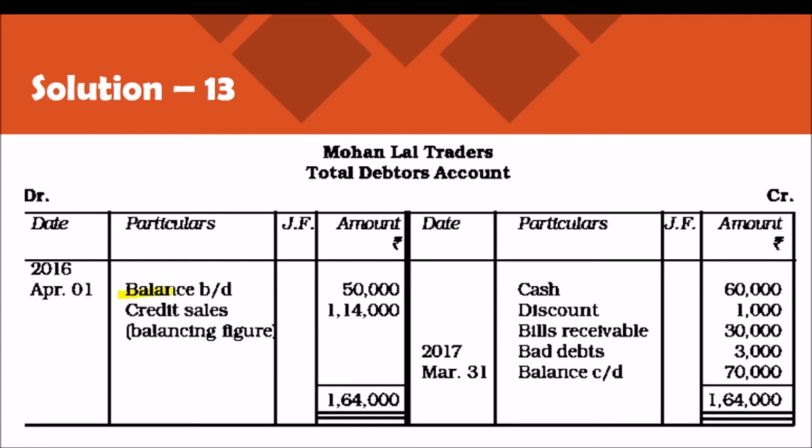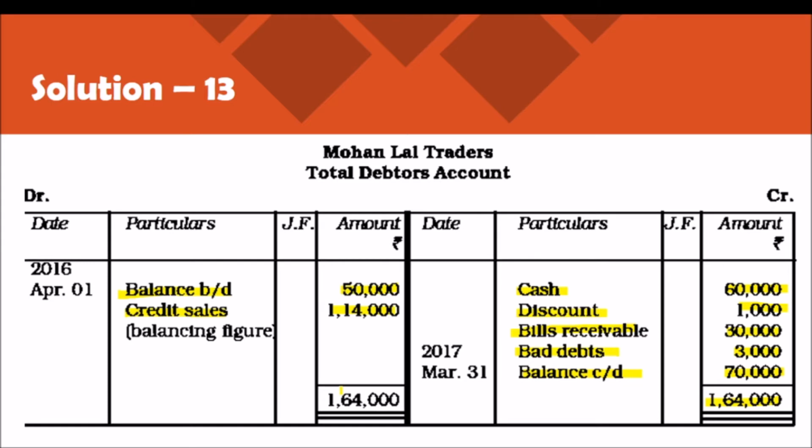First of all, we have to write the balance brought down 50,000. Then we have to show the closing balance 70,000. The cash received from debtors 60,000 credited. Discount allowed 1,000 credited. Bills receivable 30,000 credited. Bad debt also 3,000 credited. Difference after finding the total 1,64,000, we will deduct 50,000 opening balance. Then we will get the value of credit sales 1,15,000.